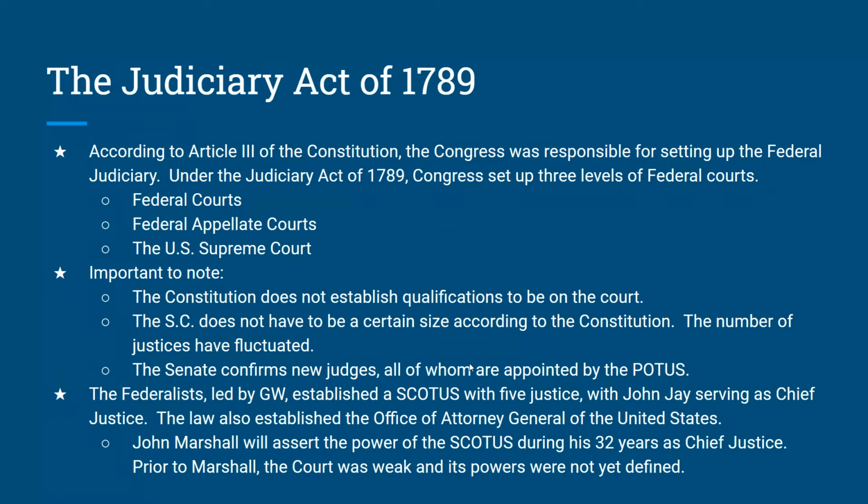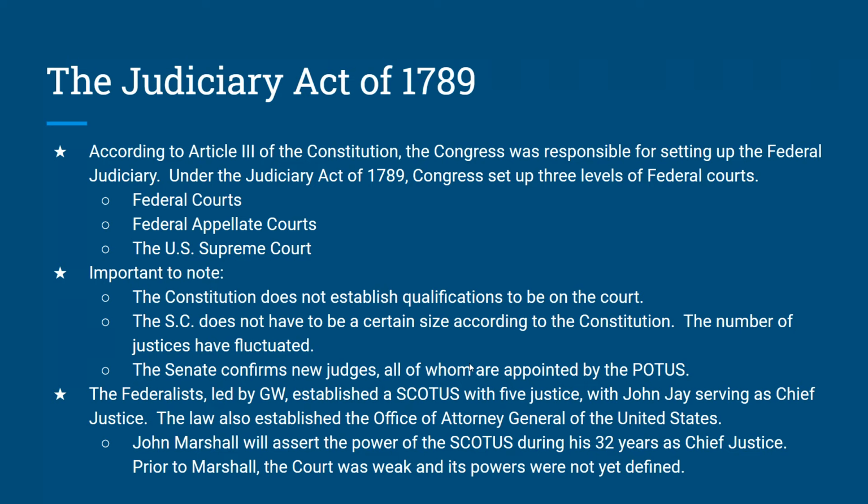But the second success of the Washington presidency is going to be the Judiciary Act of 1789. According to Article 3 of the Constitution, the Congress was responsible for setting up the federal judiciary. And so under this law, Congress set up a three-tiered system of courts. As you can see here under the first bullet, we've got federal courts, federal appellate courts, and of course, SCOTUS, the Supreme Court of the United States, right?